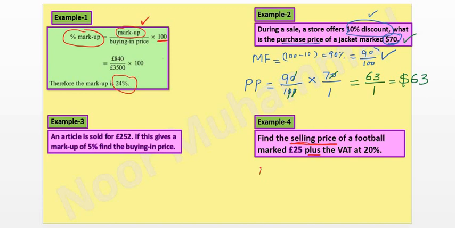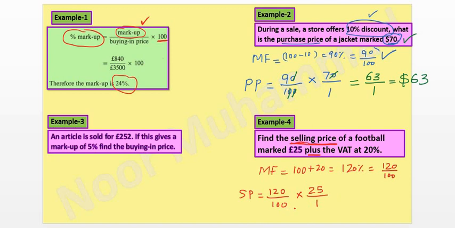So first you will have to find the multiplying factor. How will you get the multiplying factor? We can get the multiplying factor just by adding 100 and this 20. It will give us 120%. That means it will be 120 out of 100. Now to find the selling price, what can you do? Multiply this multiplying factor, that is 120 out of 100, by the price of the football, it's 25 out of 1.